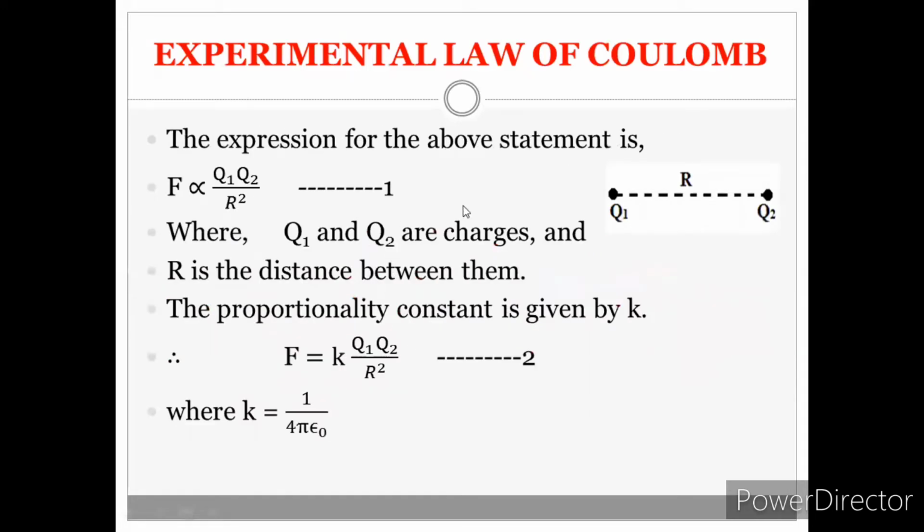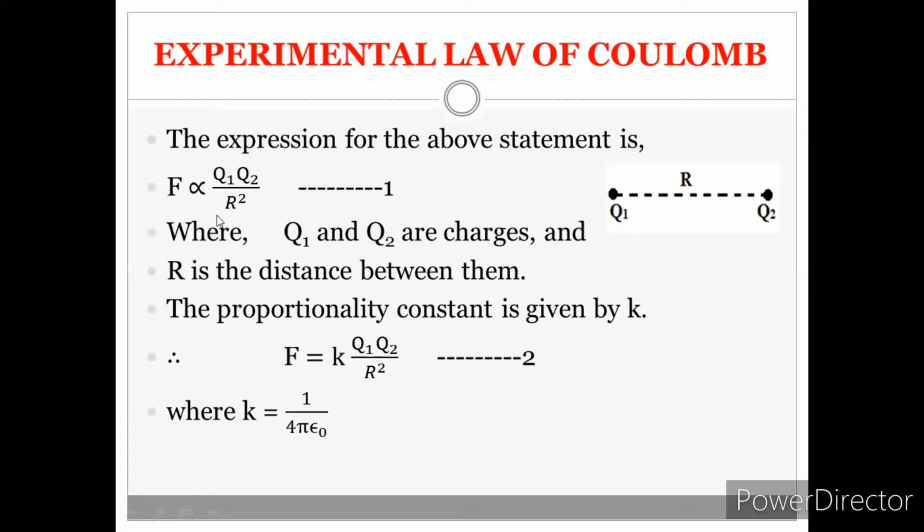Now let us understand the mathematical representation of that. So you can observe these are the 2 point charges represented by Q1 and Q2, and the distance between them is given by capital R there. And the statement is mathematically represented as F is directly proportional to the product of two charges Q1 and Q2 and inversely proportional to the square of the distance between them, as we can observe the statement. So let's consider this as equation 1.